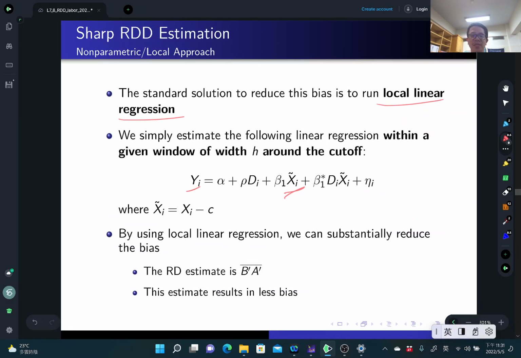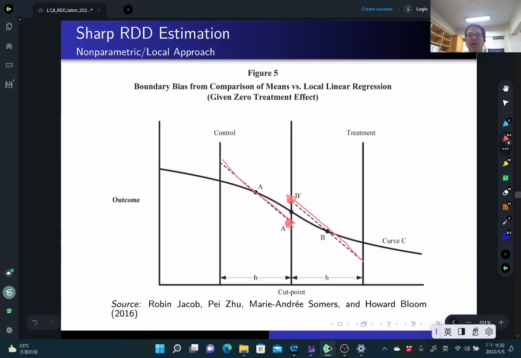These Taylor expansions become a linear regression with a linear term. So it is basically equivalent to running the linear regression within a window, within the bandwidth around the cutoff. If you do that, the bias will become smaller even if you use the same size of bandwidth.